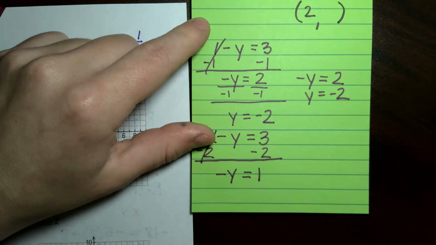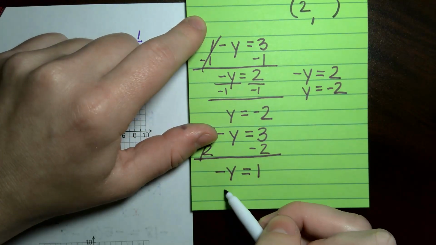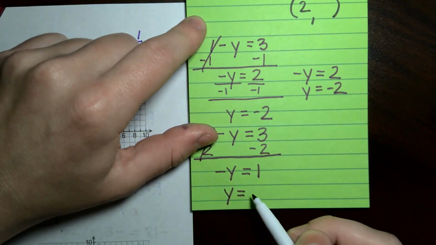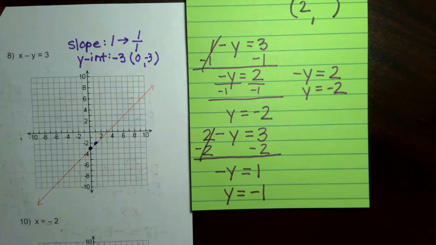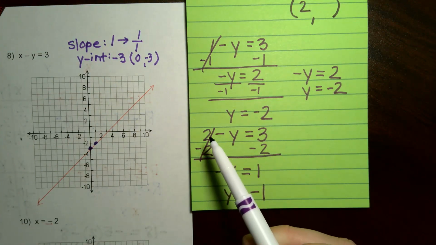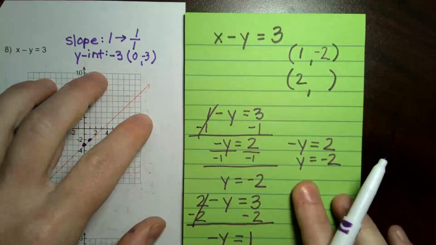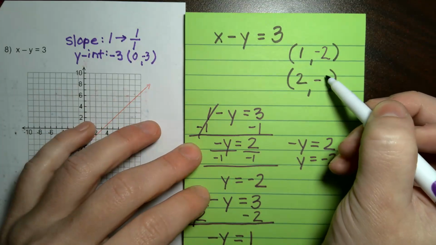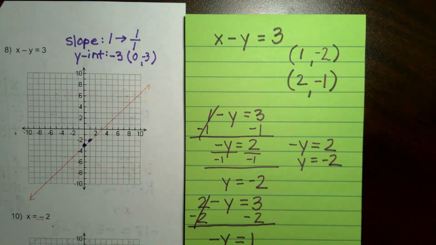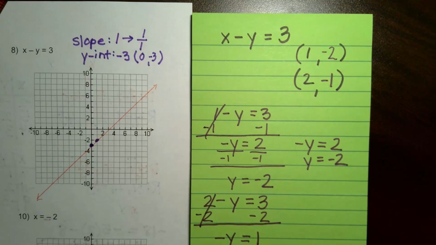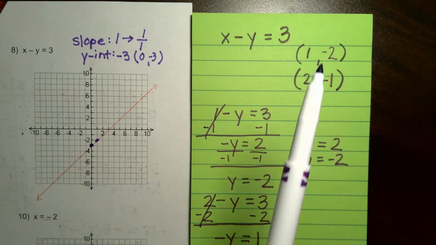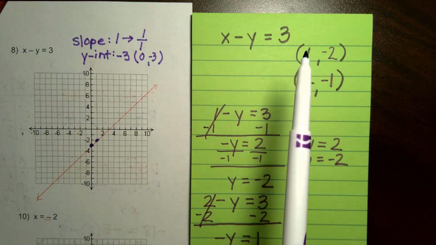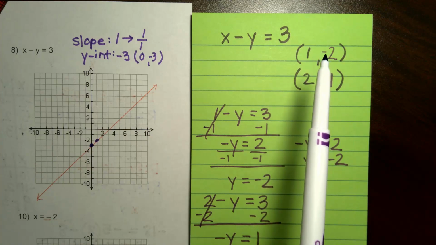What's our positive y going to be? Negative 1. Yes, we're just going to switch it. Negative 1. So y equals negative 1 whenever x equals 2. So we're going to put negative 1 in the y spot for this coordinate. Now all we need to do is graph them. So our first point we found was 1, negative 2.